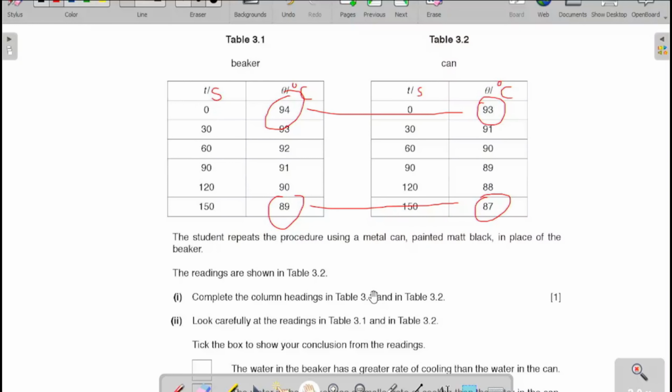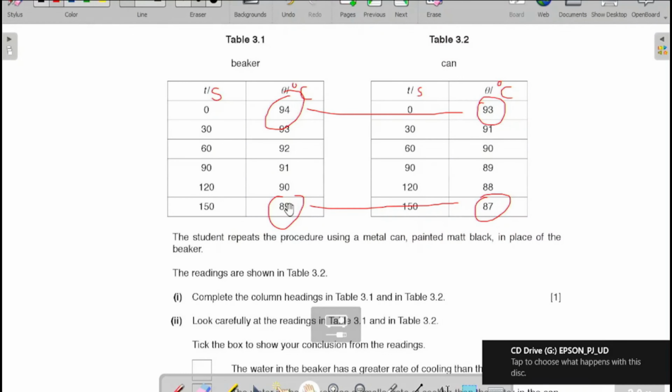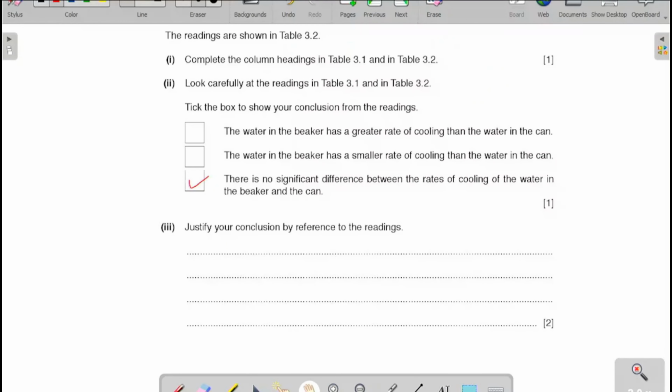Let's look at another one. Okay, can we just check the difference? 94 minus 89 is 6. 93 minus 87 is 5. So this is my conclusion.